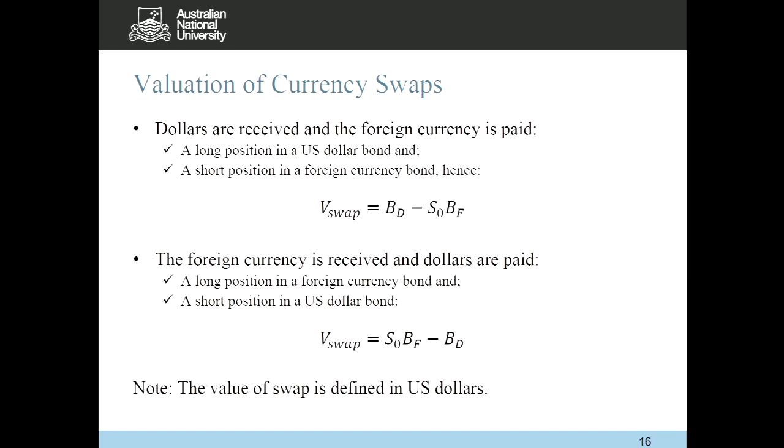Does it make sense? So same thing here. If you are paying the US dollar, that's already paid out, so that's the minus sign in front of that. Remember to convert the foreign currency that you received into US dollar as well, using the spot rate. So the S0 is the spot exchange rate. Okay? Then the difference is the value of the swap.